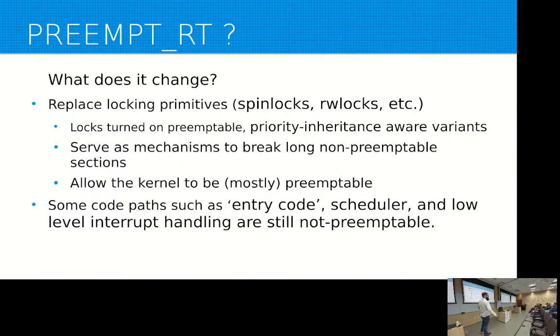So what does it change? It will replace the lock primitives, spin locks, read-write locks, etc. And you can have a sleeping spin lock, for example. They are preemptible, have priority inheritance. And with those changes that were proposed by Thomas Gleixner, I suppose that's how it's called, you can make the kernel mostly preemptible and break those long tasks that were previously not preemptible. It comes with a cost, of course, but you get more real-time behavior.